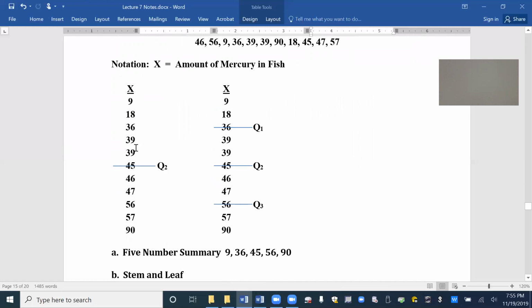Let's treat this group here, this first 5, as another sample. Where's its median? That would be the 36, right? That's Q1, sorry, first quartile. And if we treat the second group of 5 here at the end and find where the fold would be there, it would be on 56. So there's Q1, Q2, Q3, 9 and 90. That's what's called the 5-number summary.